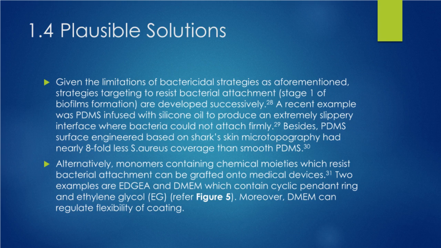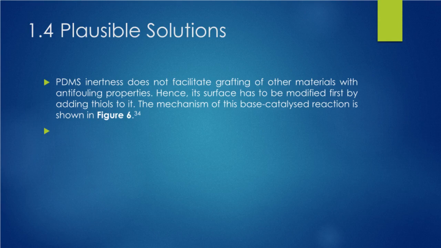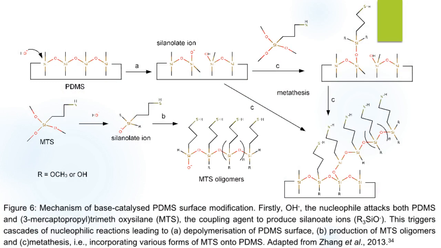Alternatively, monomers containing chemical moieties which resist bacterial attachment can be grafted onto medical devices. Two examples are EGDEA and DMEM, which contain cyclic pendant ring and ethylene glycol, refer Figure 5. Moreover, DMEM can regulate flexibility of coating. Figure 5, chemical structures for EGDEA and DMEM. Figure 6, mechanism of base-catalyzed PDMS surface modification.